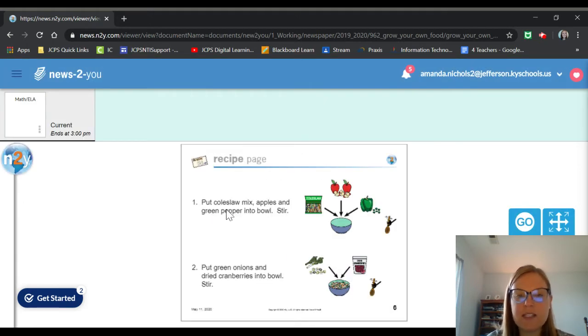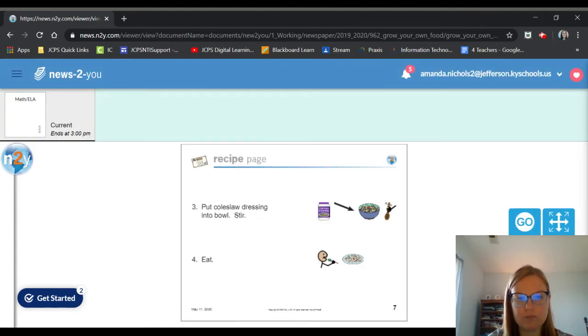So you're going to put the coleslaw mix, the apples, and the green peppers into the bowl and stir. Then you're going to put green onions and dried cranberries into a bowl and stir. Put coleslaw dressing into bowl and stir. And then you can eat.